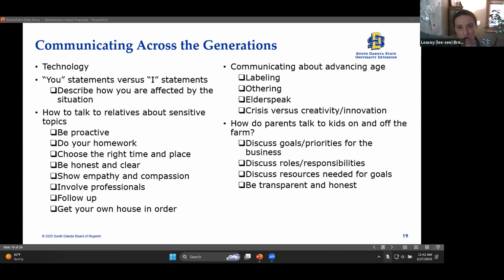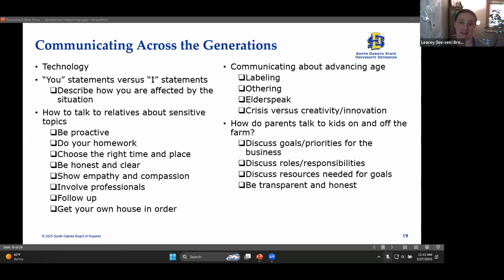Aging does not start at 65. We begin aging mid-20s. We start aging. So we need to talk about aging as if it's happening to ourselves. So you might say, sometimes as we get older, we need help doing the snow removal. Just remembering that this is an experience that we're all going to go through.